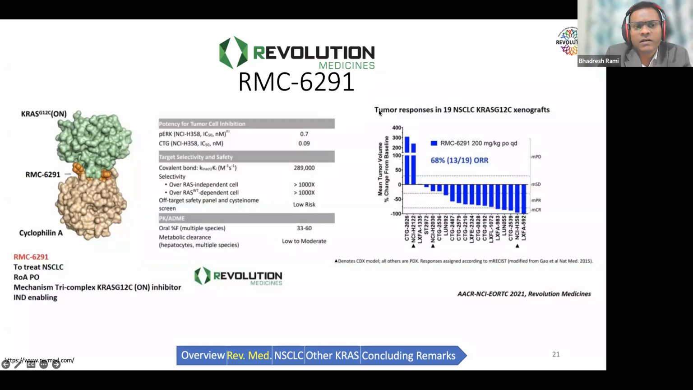And the other safety screens are also clear. It's a reasonably low to moderate bioavailable molecule from its PK profile. And as you can see on the right, in terms of its tumor responses, it's a very good 68% ORR. And this is just the beginning. I think as they have more molecules with probably better PK/PD profile coming in, and as you will see here in the selectivity, it's forming a covalent bond.